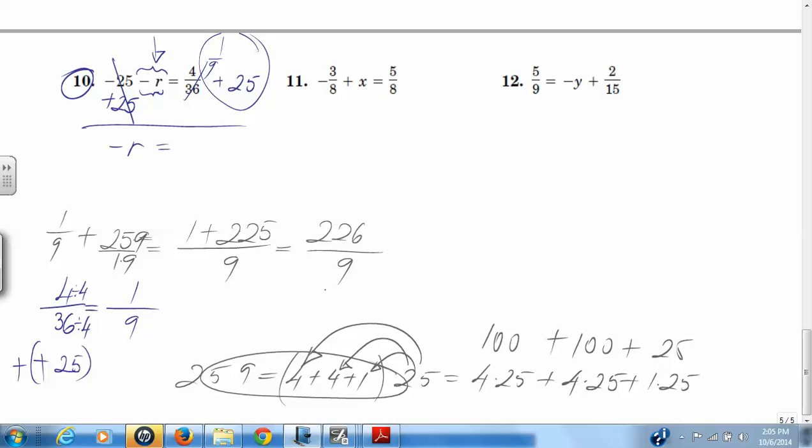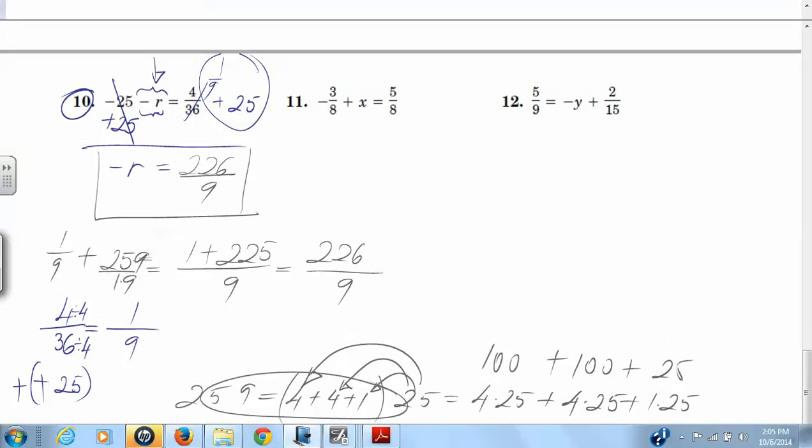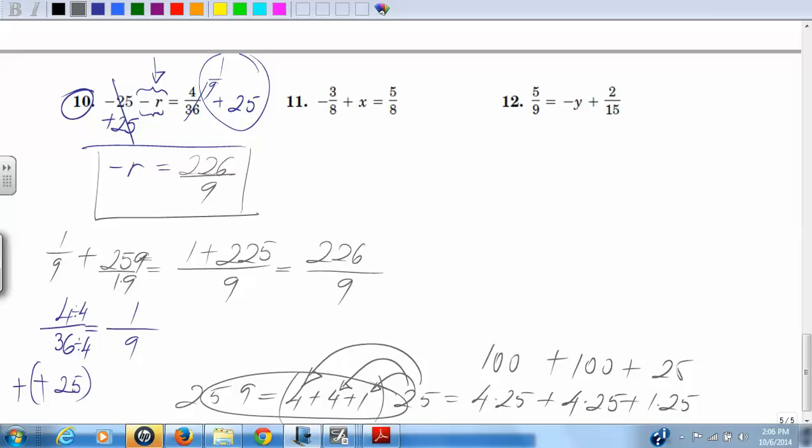Over 9. So my negative r equals 226 over 9. What is your r if negative r is that? Can anybody tell me? What is it?